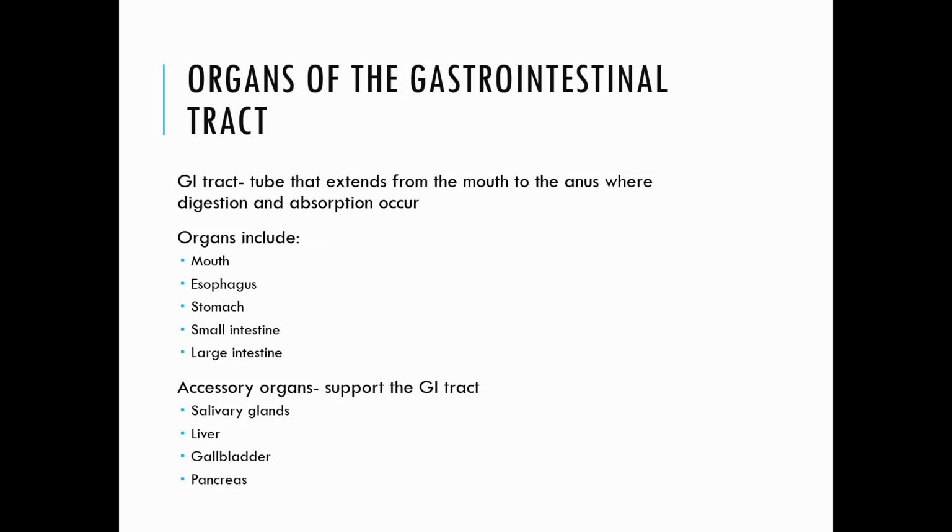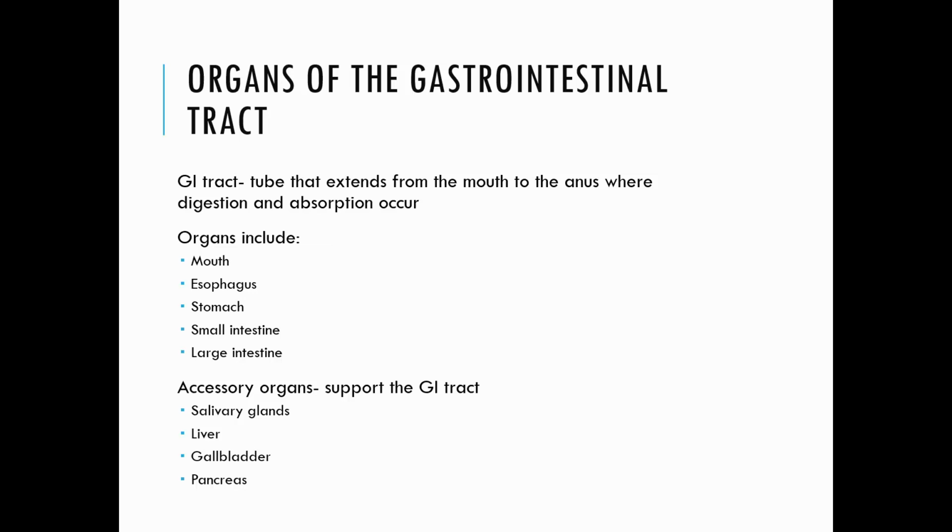So what organs do we have? The GI tract, technically where food goes through, is a tube that extends from the mouth to the anus where digestion and absorption occur. The five main things we look at here are the mouth, esophagus, stomach, small intestine, and large intestine. Those are the five organs that we look at mostly with the GI tract.